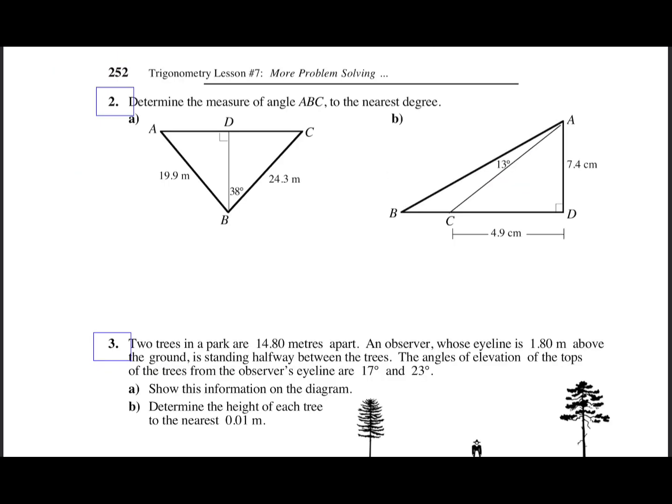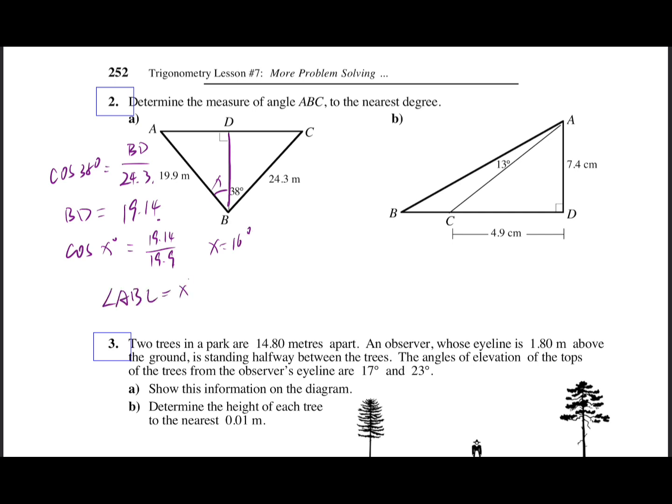Okay, and for number 2a, we need to find the angle ABC. For this part, we can find BD first, and then use BD and AB to find the angle, and then find the sum. First, cosine 38 equals BD divided by 24.3, and BD equals 19.14. And then cosine x equals 19.14 divided by 19.9, so x is 16 degrees, and then ABC equals x plus 38 equals 54.